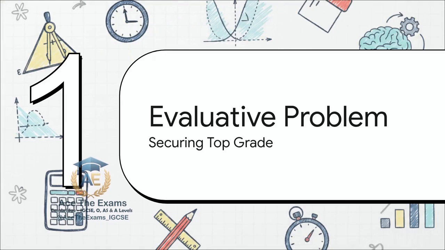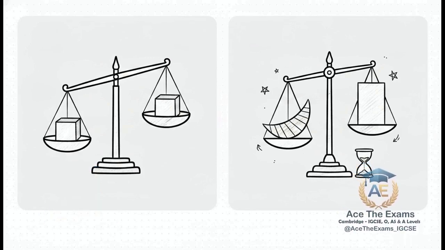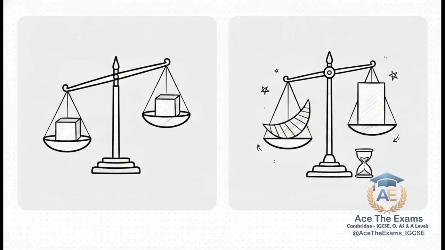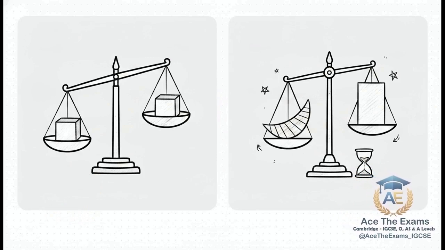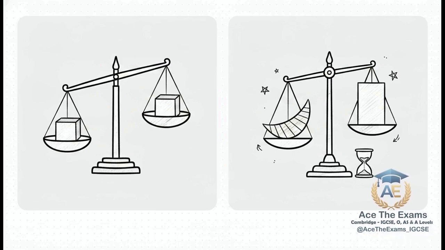Section 4. Evaluative problem solving, securing the top grade. Notice the evolution of critical thought here. This is the evaluative phase that separates passing students from the absolute top-scoring candidates who dominate Cambridge exams. On the left, basic comparing. This is just noticing that two methods give you somewhat similar answers.